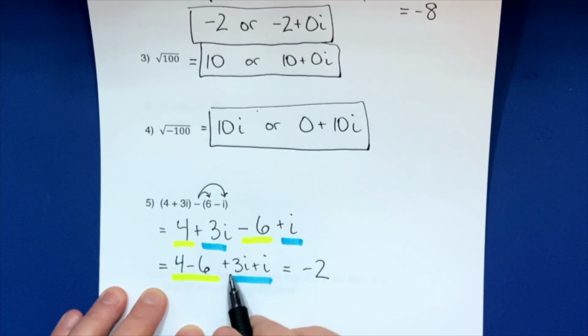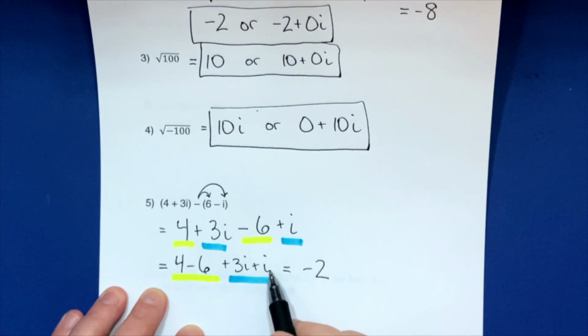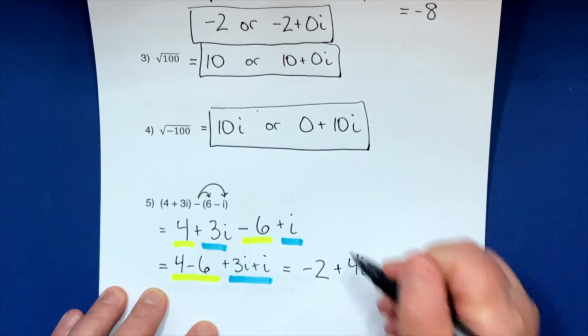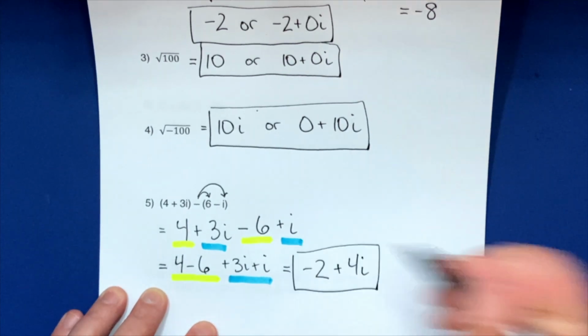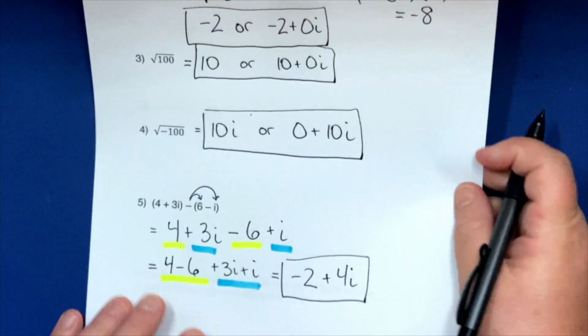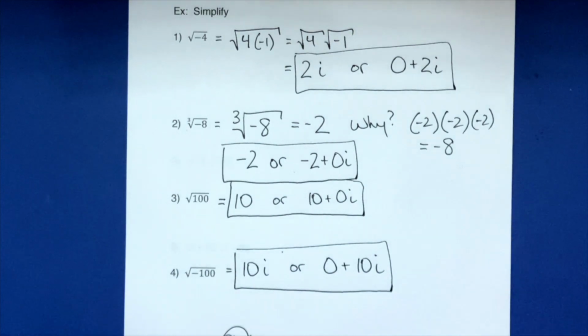And my imaginary part, again, think of it as being like a variable, like x. 3i plus 1i is 4i. And this one is conveniently already in a plus bi form, so we're done. Okay, shall we do some more? Yes, let's do some more.